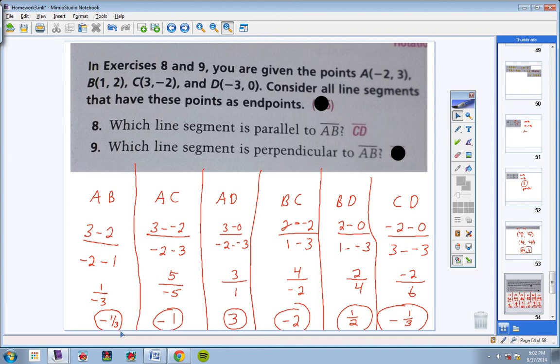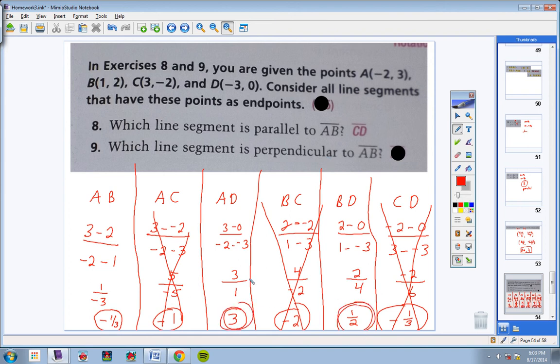Now if you're looking for a line that's perpendicular, you're looking for a slope that has a different sign, so it's got to be a positive slope, because they're asking for which line segment is perpendicular to AB. The slope of AB is negative 1/3. So the slope I'm looking for has to be a positive slope. So this line segment here is out because it's negative. This one here is out because it's negative. And this one here is out because it's negative. So if the slope of AB is negative, the perpendicular slope that I'm looking for is positive. So this is positive and this is positive.